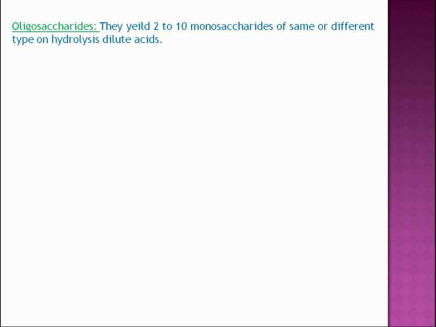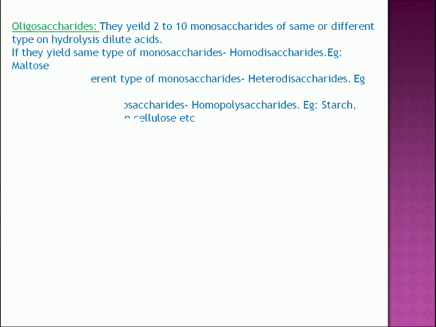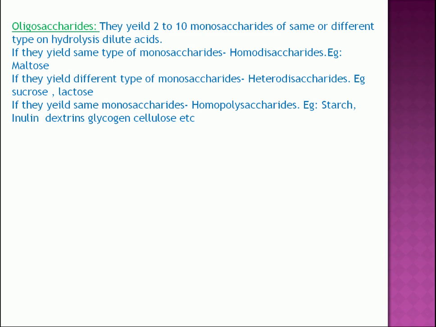Oligosaccharides: they yield 2 to 10 monosaccharide units of the same or different type on hydrolysis with dilute acids. If they yield the same type of monosaccharides, they are named homodisaccharides. Example: maltose. It is made up of glucose and glucose joined together by a 1,4-glycosidic bond. Isomaltose contains glucose and glucose joined together by a 1,6-glycosidic bond.